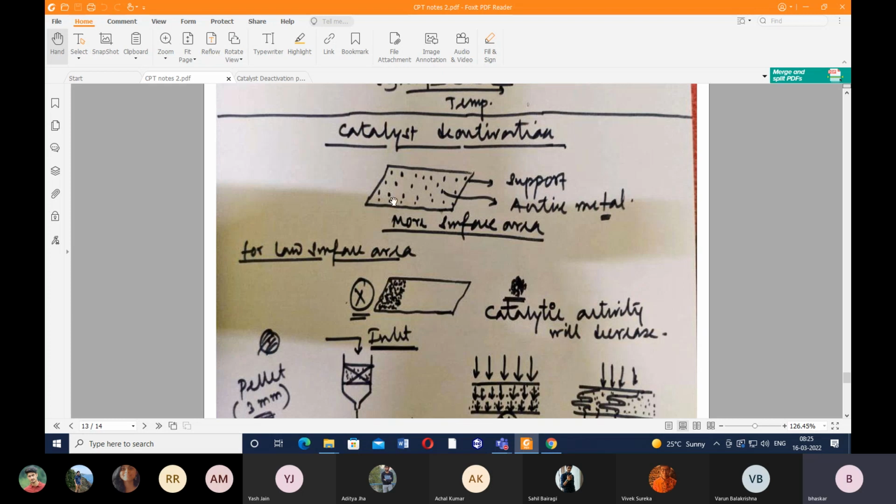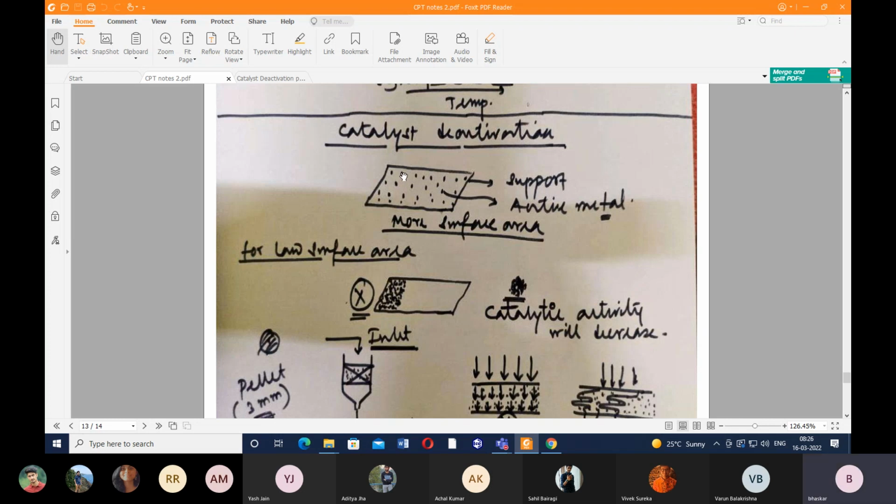But the ideal situation should be like this. If the ideal situation is like this, then the carbon dioxide molecule will get enough space to interact with all the active surface sites, if we consider only one single active metal part, right?